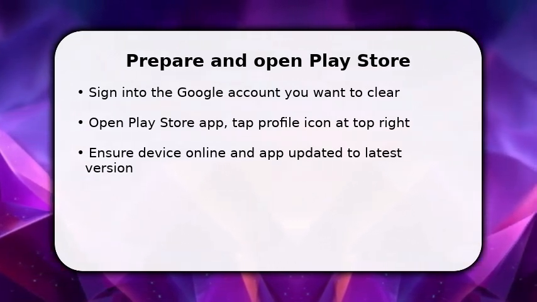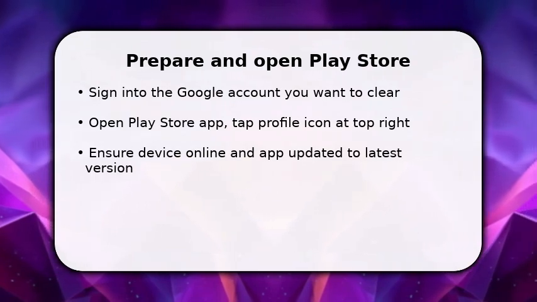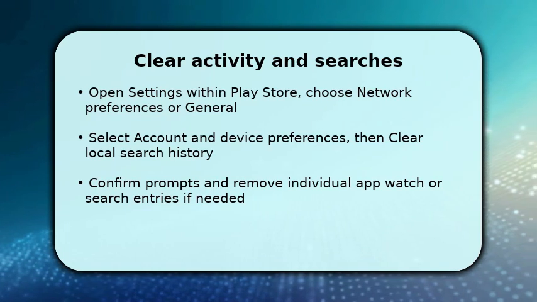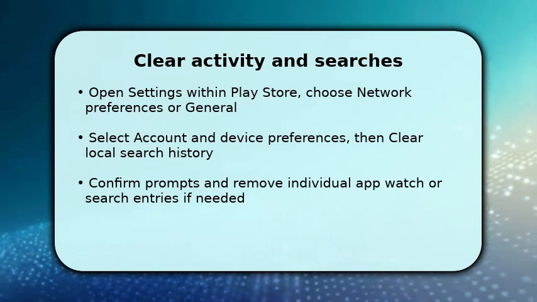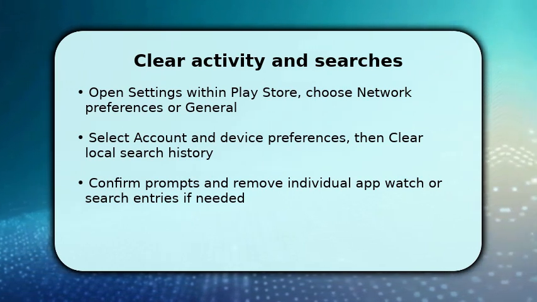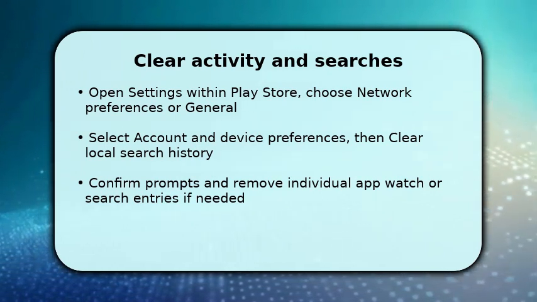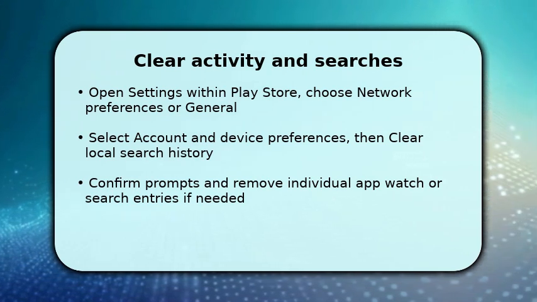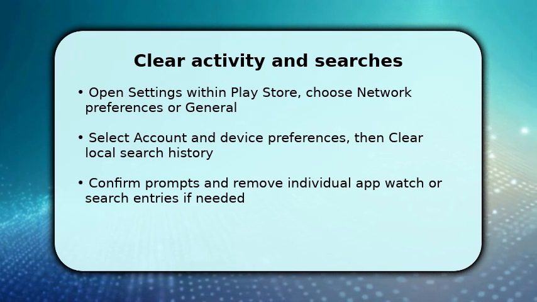You'll now remove searches and local activity in the Play Store. In the Profile menu, go to Settings, then either General or Account and Device Preferences depending on your version. Once there, choose Clear Local Search History or Clear Device Search History. Confirm when prompted to purge recent searches.